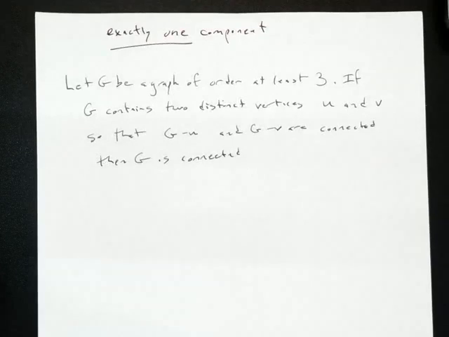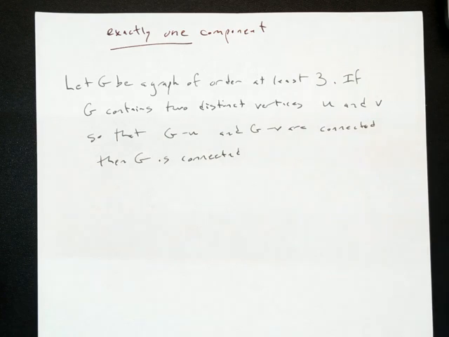This statement of this theorem reads kind of strange. Let G be a graph of order at least 3. If G contains two distinct vertices, U and V, so that G take away U and G take away V are each connected, then G is also connected.